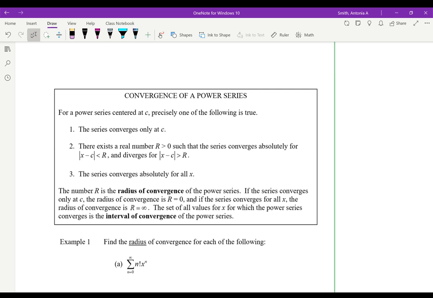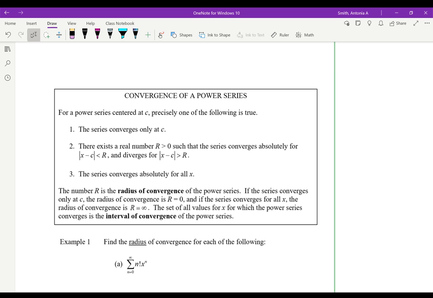Just like other series, we can have convergence or divergence of a power series. For a power series that is centered at c, precisely one of the following statements is true. The series converges only at c. There exists a real number r greater than 0 such that the series converges absolutely for the absolute value of x minus c less than r, and diverges for the absolute value of x minus c greater than r. Or the series converges absolutely for all x.